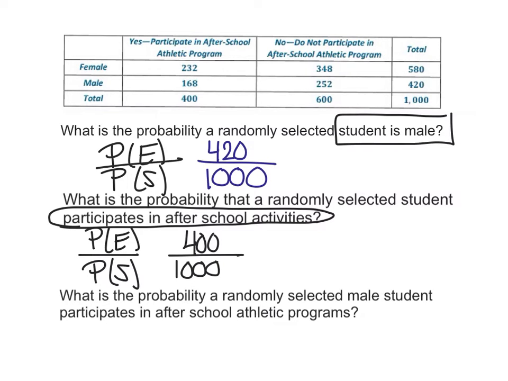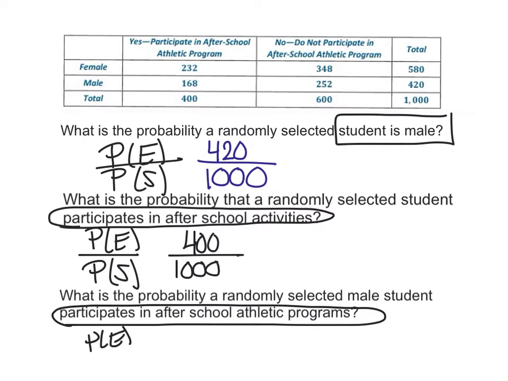What is the probability a randomly selected male student participates in after-school athletic programs? So the event that is happening is that I participate in after-school programs out of just being male. So if I participate in an after-school program, I'm in this column, and I just want to be male. So I would say that would be 168 out of 400. So I participate in the after-school program, but I'm just male, so that's 168 out of 400.